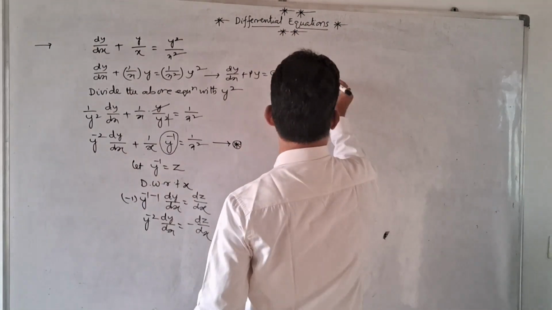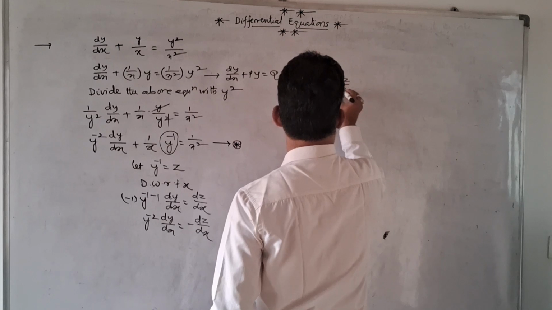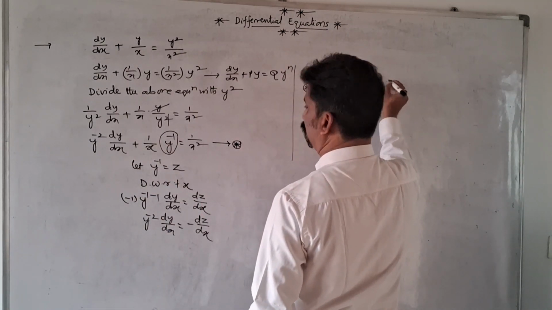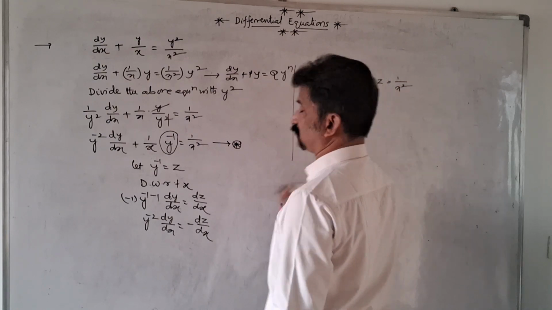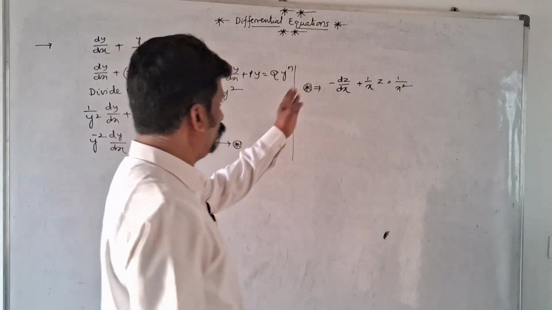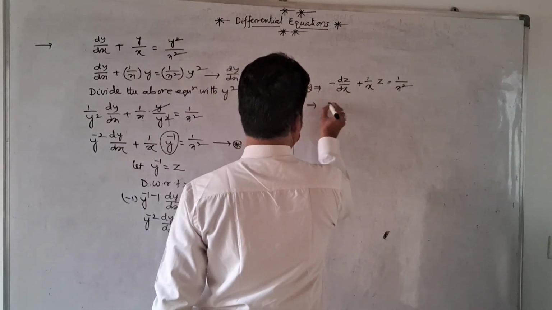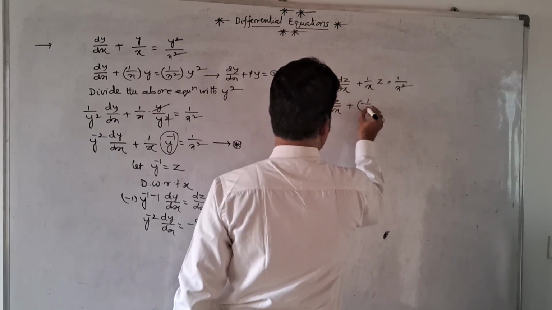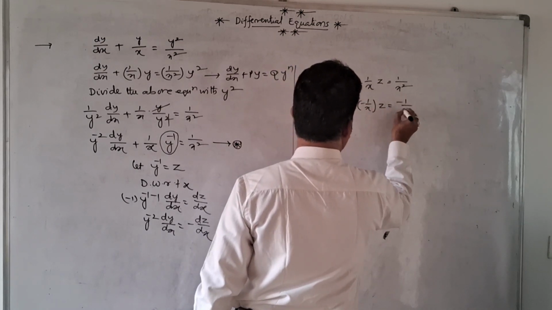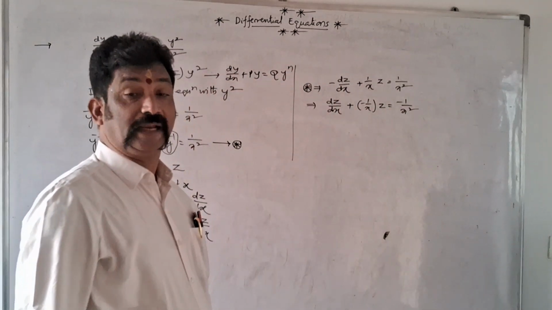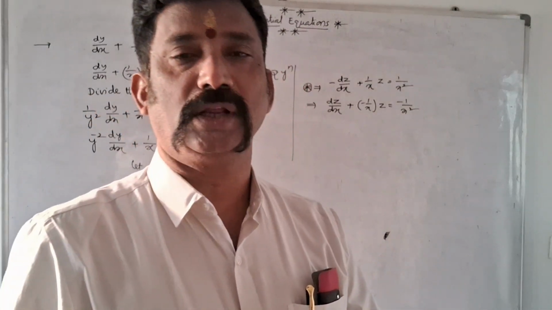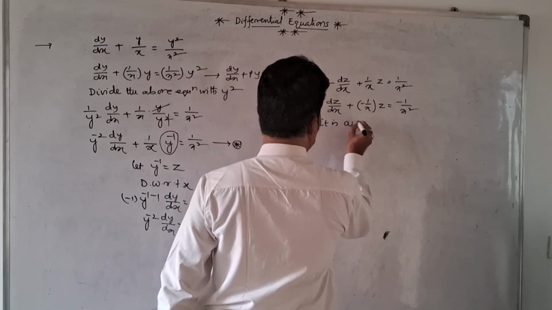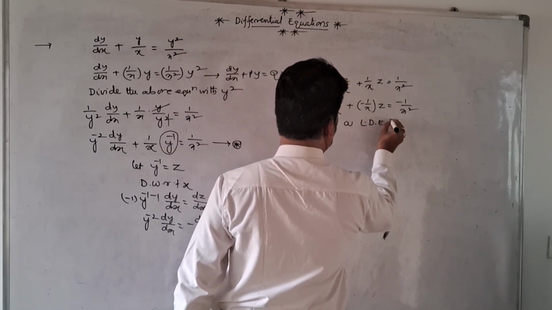Now star implies -dz/dx + (1/x) z = 1/x². Okay guys, now multiply by minus on both sides. So this implies dz/dx + (-1/x) z = -1/x². It is a linear differential equation in z.